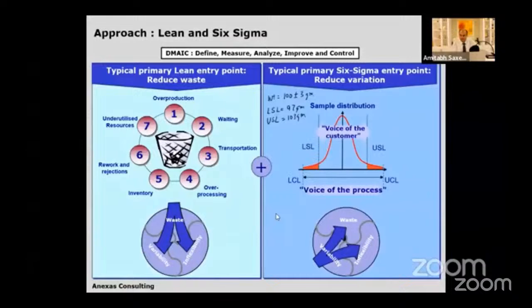Now let us look at some of the 7 wastes. So these are the 7 wastes. I'll not describe them in detail.